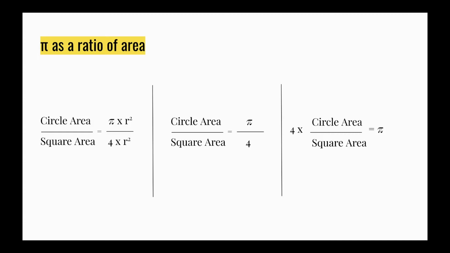And if we divide out the r squared, you get the ratio of a circle to the square's area as pi over 4. And if we rearrange that a little, you get 4 times the area of a circle over the area of the square being pi. Now, how does that help us?